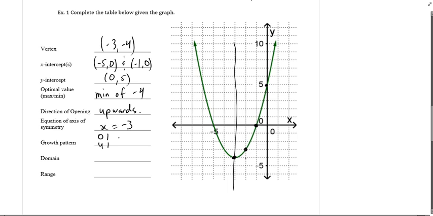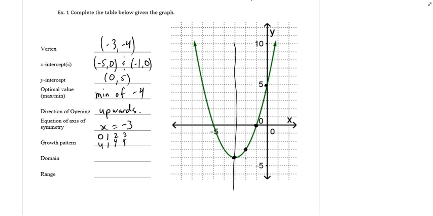Then I go back to the vertex. So over 2, up 4. Then I go back to the vertex and I go over 3. And I go up 9. That's the growth pattern for this relationship. It can change. It won't be the same for every parabola. But there is a consistent relationship.